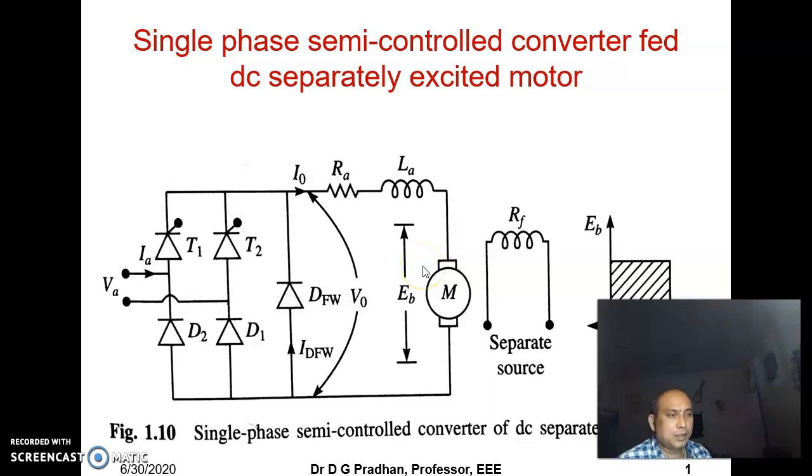So in this class we will discuss the speed control of DC motor drive using control rectifier. We know that control rectifiers or control converters for DC drives are generally operated on the principle of phase control, where the phase control depends upon either natural commutation or line commutation.